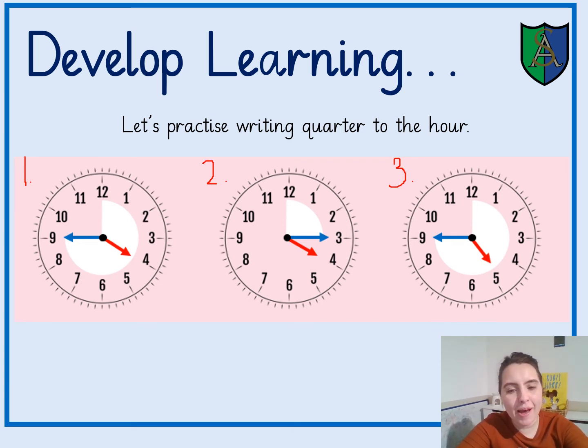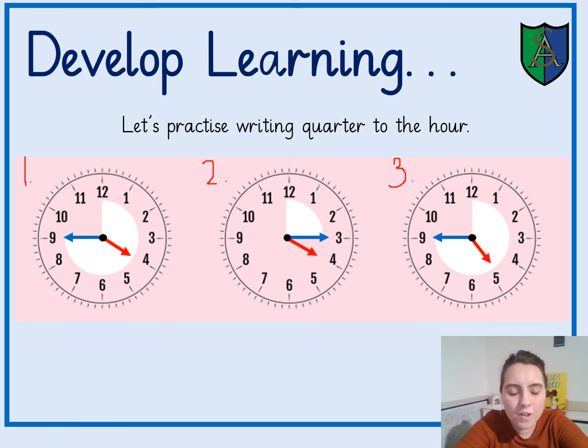Because if we remember, if it's pointing at 12, it's o'clock. If it's pointing at 3, it is quarter past. If it's pointing at 6, it is half past. And if it's pointing at 9, it is quarter to, okay? So those 4 different things you need to remember and have locked in your brain so that that can help you to tell the time, okay?